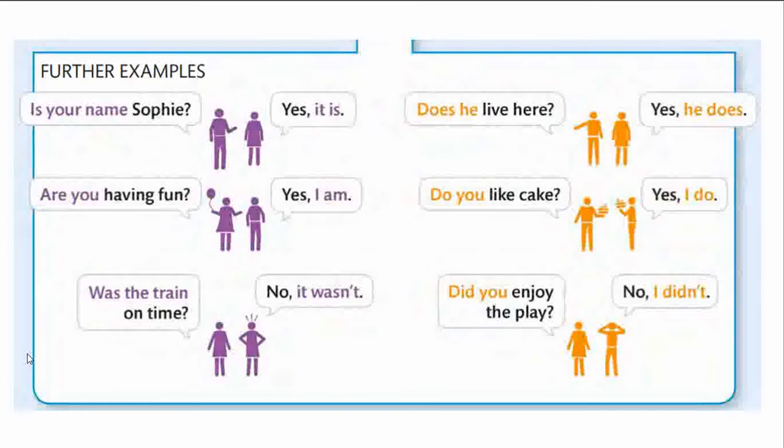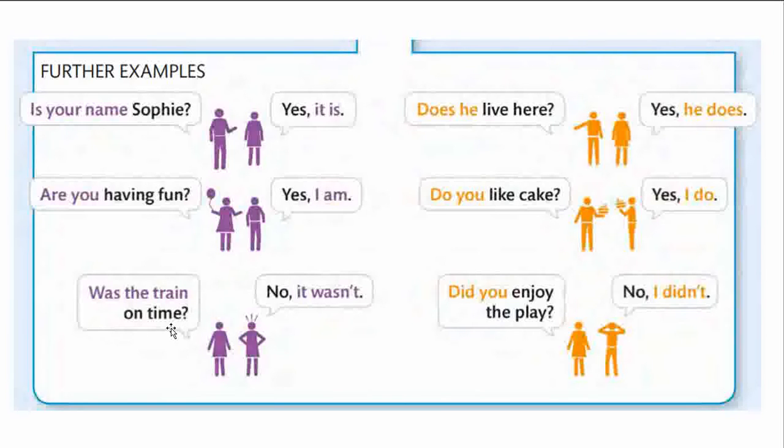Now let us see certain examples of how these are constructed. Is your name Sophie? Yes, it is. It is used for the name, and it takes the same auxiliary as in the question, is. Are you having fun? Yes, I am. Now, are has to change: I will agree with the auxiliary am. That is how it is constructed. Yes, I am. You cannot use are again in the reply.